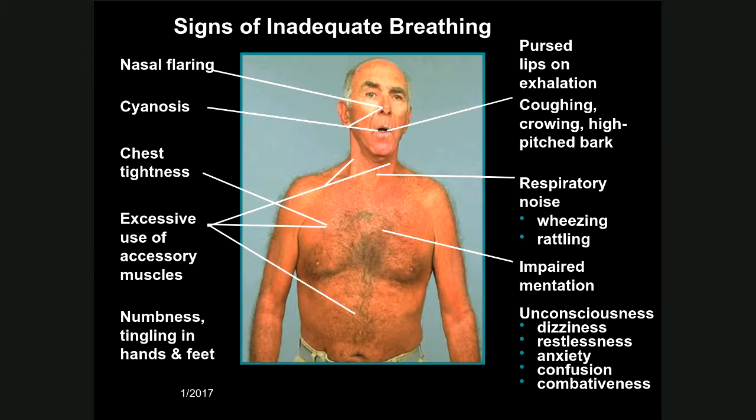They may have pursed lips on inhalation, trying to work to breathe in. They may have coughing, crowing, high-pitched bark. They may have respiratory noises such as wheezing and rattling. Listen with your stethoscope to breath sounds. Impaired mentation. They may go unconscious. They may complain of dizziness, restlessness. Restlessness is a sign of inadequate breathing because there's not enough oxygen getting to the brain. Anxiety, confusion, combativeness. Try to find the problem with the difficulty breathing to fix the problem.